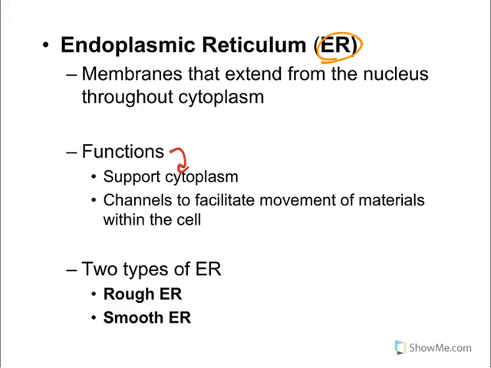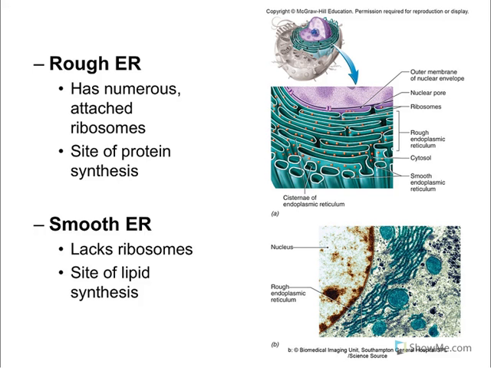And it helps move materials throughout the cell, right? So the cell is kind of like a little pool. You've got all these organelles floating around in there, and they don't need to float around willy-nilly. They need to have direction. And that's part of what the endoplasmic reticulum does. There's two types, rough and smooth. So let's take a look at those.